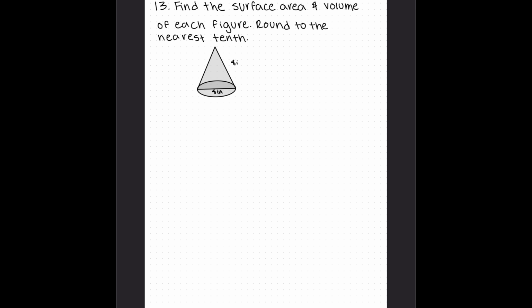So this is our last question. It is 13 from chapter 11, and it says to find the surface area and volume of each figure and round to the nearest tenth. Okay, so already looking at this, it is a cone, and there are 2 specific formulas that we need to solve this.